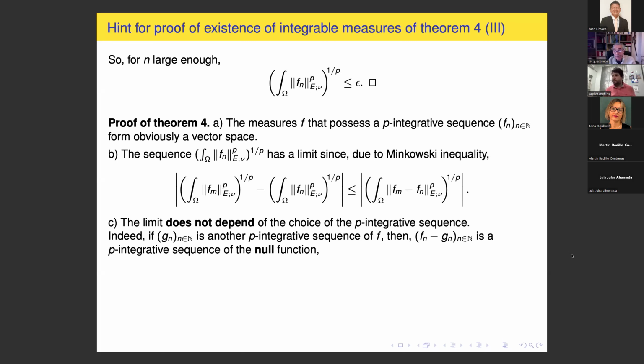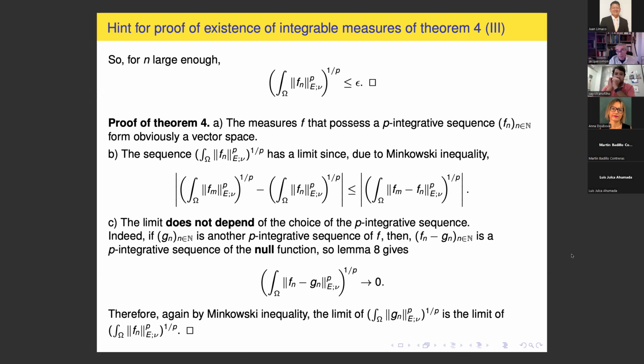And Fn minus Jn is a p-integrative sequence of the null function, that we see in the previous lemma. And so these go to 0, and so the right-hand side of the above inequality goes to 0, and so the left-hand side again. And so we finally have what we want.